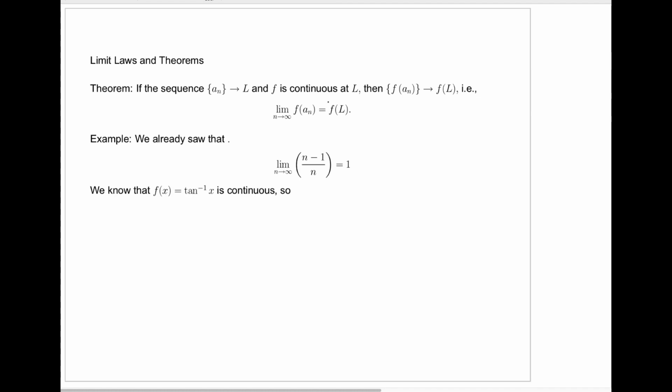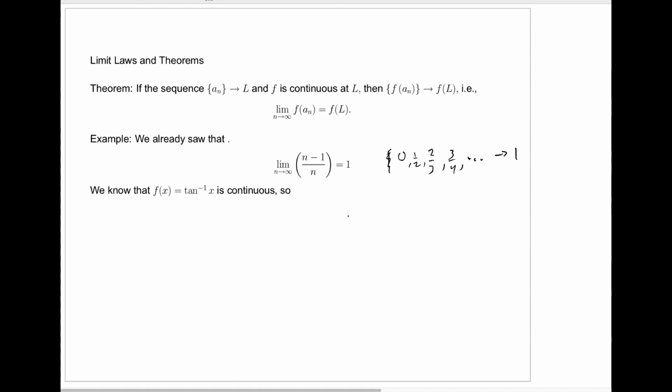Here's an example. We already showed that the limit as n approaches infinity of n minus 1 over n is equal to 1. This was the same as saying that this sequence 0, 1 half, 2/3, 3/4, etc. converges to 1. That's one of the ones we talked about in the last lecture. We know that the arctangent function is continuous everywhere. The arctangent function, you'll remember, has a domain which consists of all real numbers, and it's a continuous function.